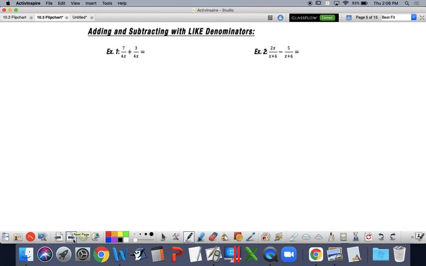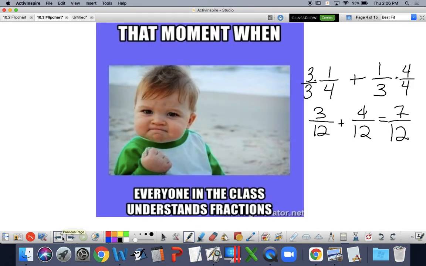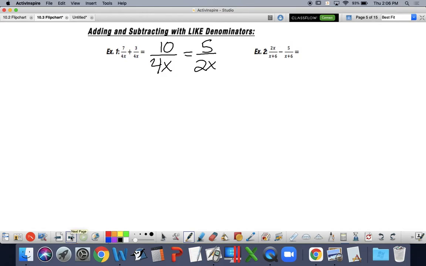So say I have common denominators to start out. This is really nice. I don't have to worry about anything. I add my numerators, keep my denominator, and unlike when we were multiplying and dividing, where we would simplify before, we wait to simplify until the end. 10 and 4 are both divisible by 2, so I get 5 over 2x. I wait to simplify until the end because you want those bigger fractions. Here, I don't simplify these before I add. I made them bigger so that I could add them together. That is always what you want to keep in the back of your mind as you're doing this.